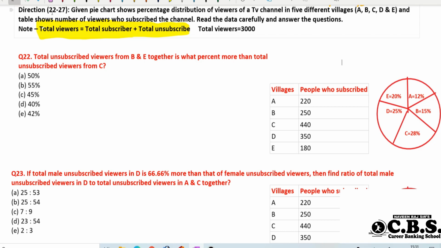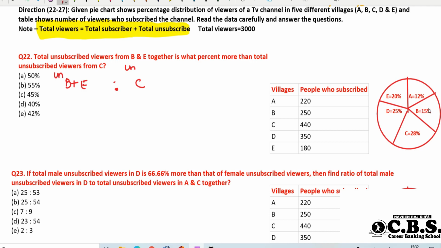If you want a particular value, you use only the single pie chart. So definitely it is a common constant. All common constants use the ratio concept. So first I'm going to answer with the ratio concept of B and E with respect to the ratio of C. Here it specifically mentions unsubscribed, and here also unsubscribed.